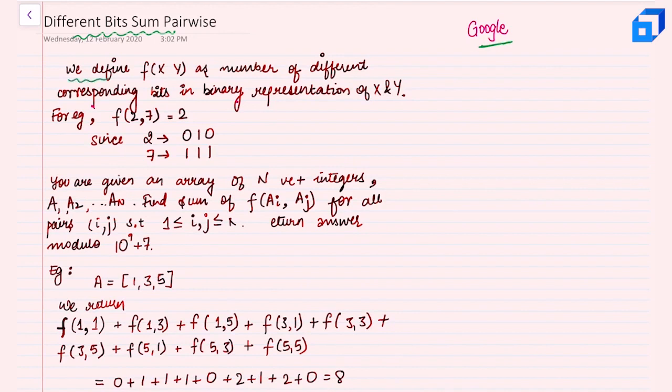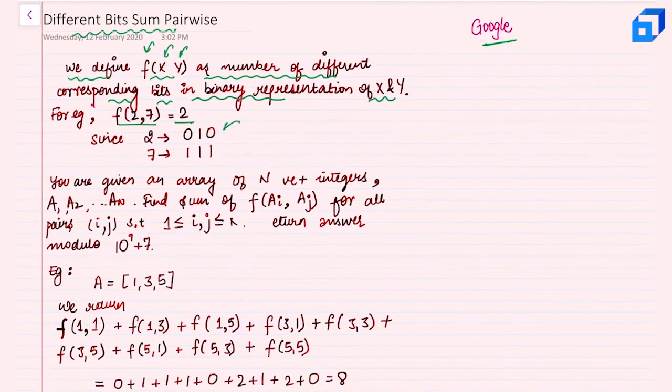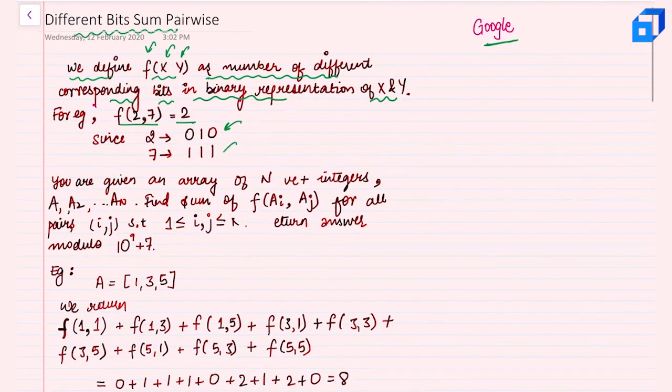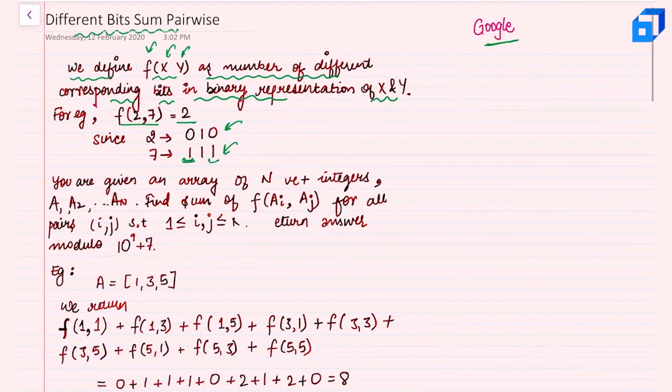We define f of x, y, a function that takes two parameters x and y. It is defined as the number of different corresponding bits in the binary representation of x and y. So f of 2, 7 is equal to 2. How? 2's representation in binary is this and 7's representation is this, and both of these numbers differ at 2 bit positions. So the answer is 2.